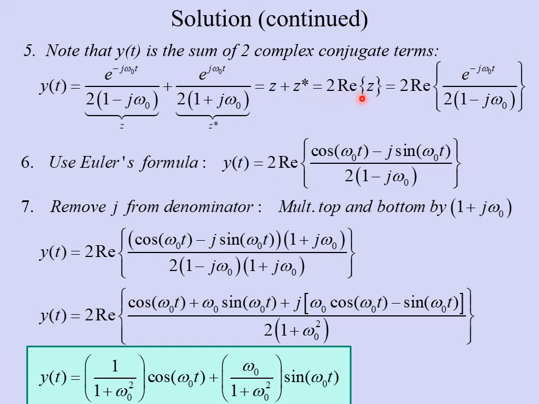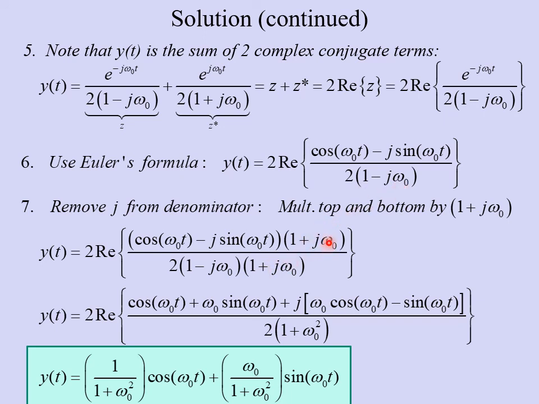Remember, I showed you this earlier, that a really useful property of complex numbers is if you take a complex number z and add its complex conjugate to it, then you get 2 times the real part of z. So our answer is 2 times the real part of this in brackets here. This is z. By using Euler's formula, we can write the top as a cosine and a sine. And to remove the j from the denominator, we multiply top and bottom by 1 plus j omega naught, which is the complex conjugate of this term here. And so when I do that, it looks like this.